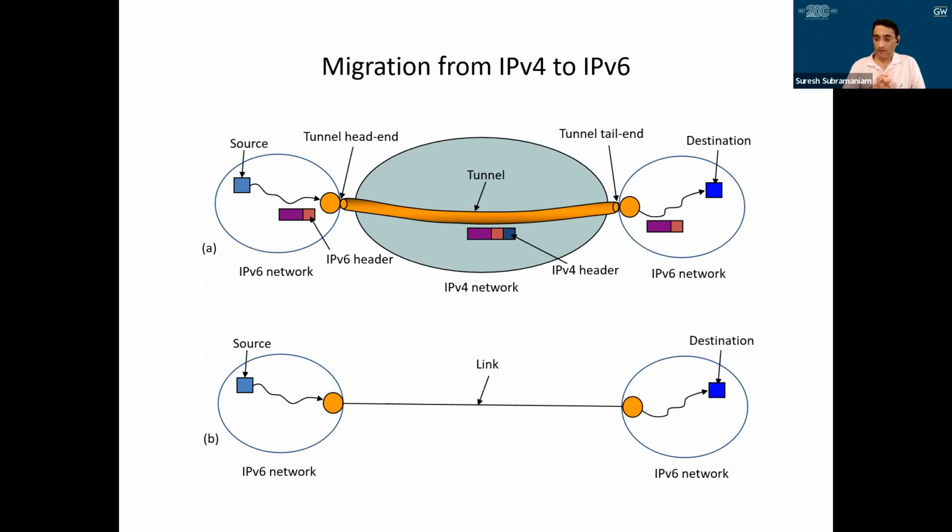Okay, so for some time we're going to have both IP version 4 and IP version 6 coexisting. So what do you do when the source is an IPv6 source and the destination is an IPv6 destination, which means it's on an IPv6 network, but the packet needs to go through an intermediate IPv4 network, because not everybody has upgraded, right?